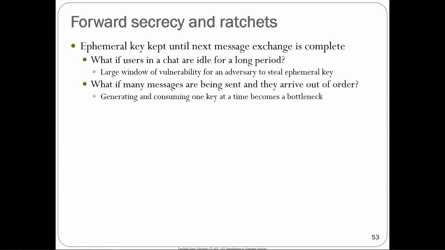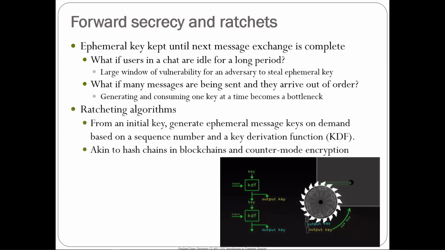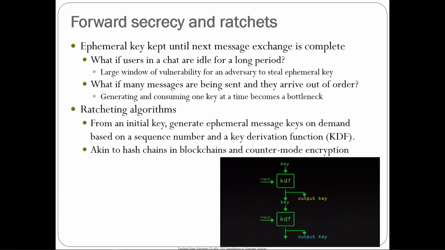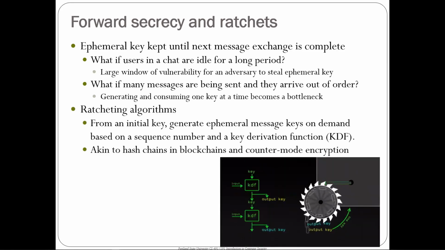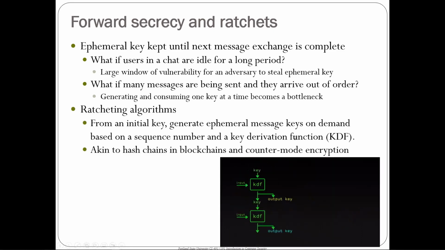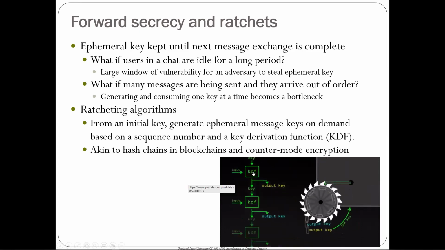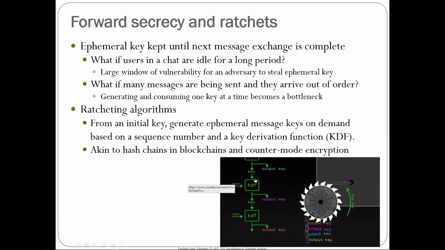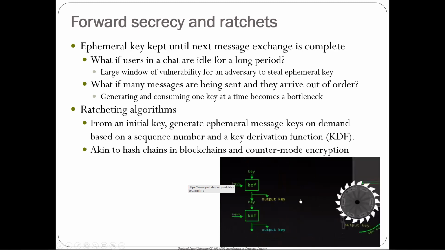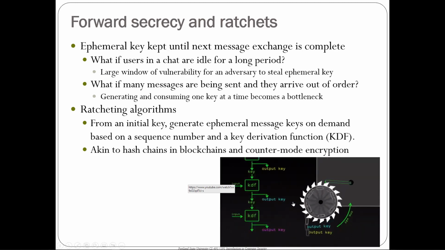That's actually many round trip times followed by a bunch of public key crypto. That's slow, so I don't want to do that. So that becomes a bottleneck. And so what they have done to implement this is something called a ratchet. These ratcheting algorithms are implemented so that from an initial key, you call a key derivation function with some input, and you use that to chain the generation, to calculate the generation of the next ephemeral key.